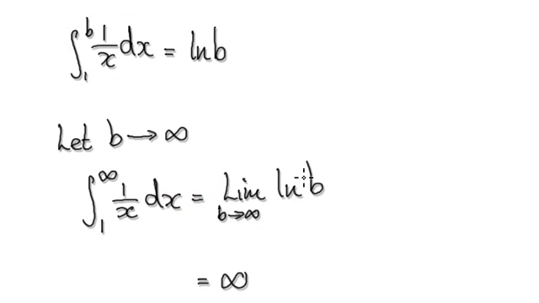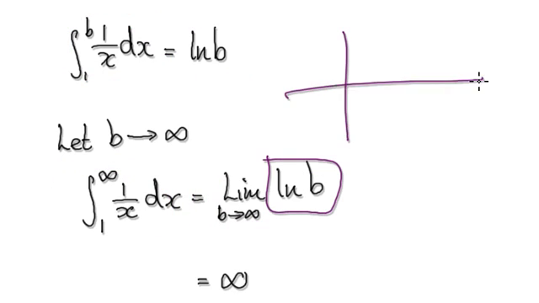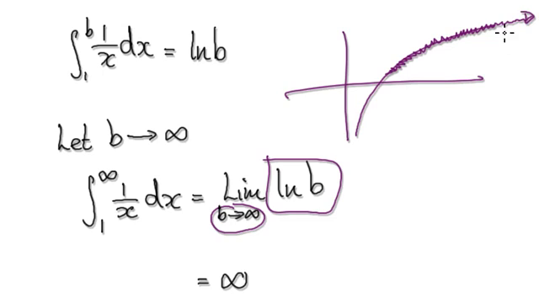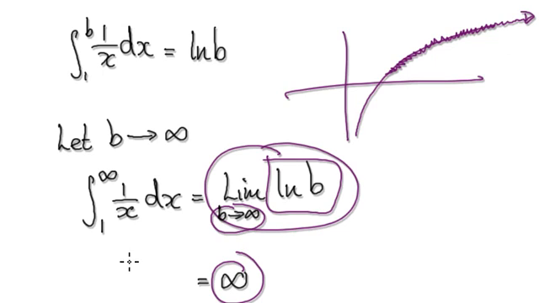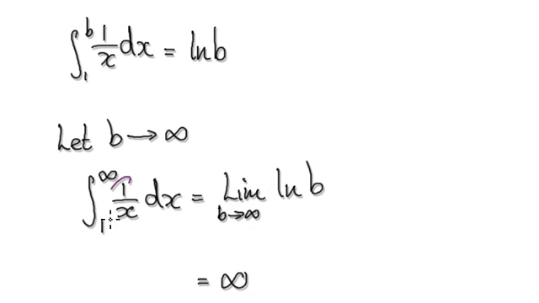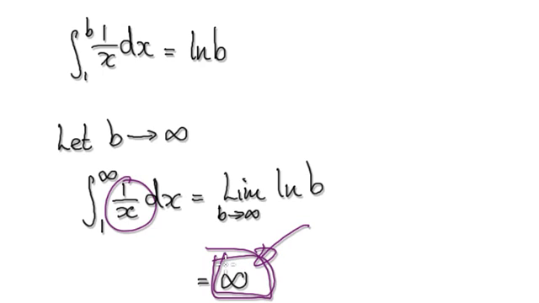Now, if you look at this, the natural log graph will look like this. As b heads towards infinity, you can see it's always growing and growing and growing. So this whole thing here will head towards infinity. So there is no area for 1 over x. What this is saying is that the area will get bigger and bigger and bigger. So you can't work out the area of this. It doesn't converge. It diverges.